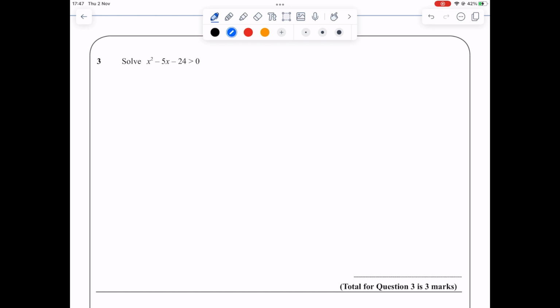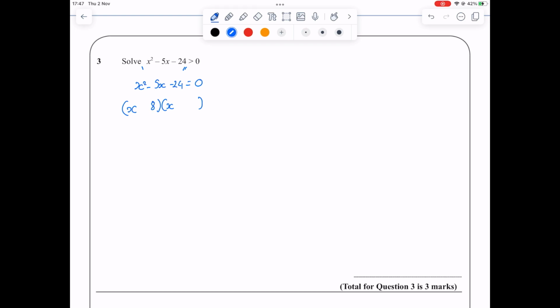So, what do we do here? First of all, we take the quadratic part and we solve it like we normally do: x squared minus 5x minus 24 equals 0. We open up two brackets. We're looking for something that multiplies together to give minus 24 and adds to give minus 5.